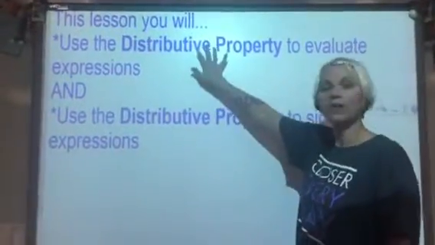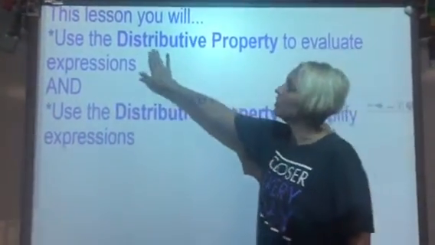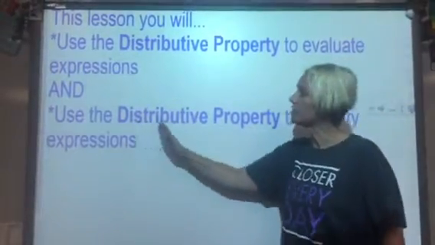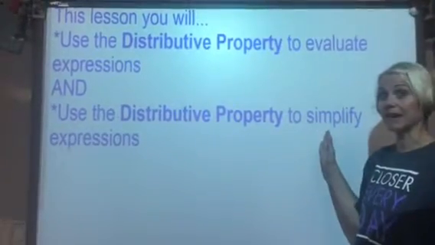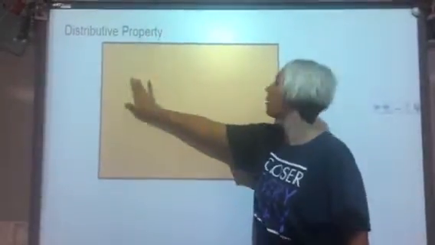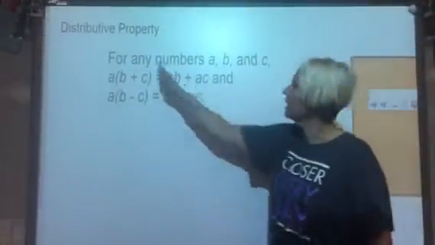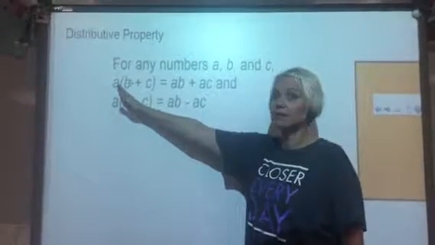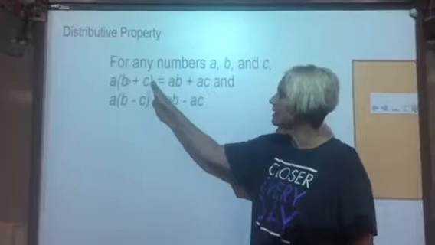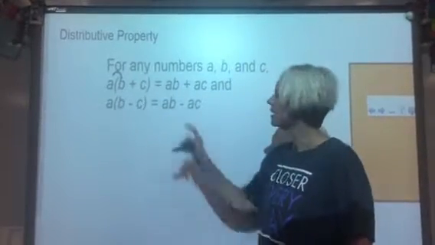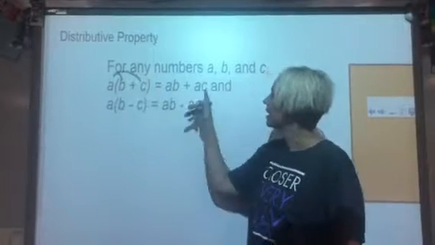In this lesson, we'll be working with distributive property, and we are going to use it to evaluate expressions and use distributive property to simplify expressions. So your first vocabulary is distributive property. And if you will look, it's for any numbers A, B, and C. I have A outside times the sum of B plus C. And what that will simplify to is A times B plus A times C.